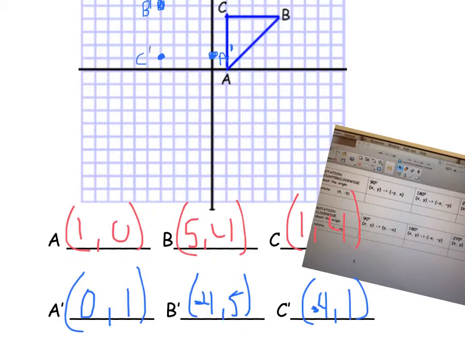And that's C prime. And when I connect them, even though it's a different orientation, the triangle should still look the same. So again, I use the coordinate notation every time. So for rotations, I do the coordinates first and then plot them.